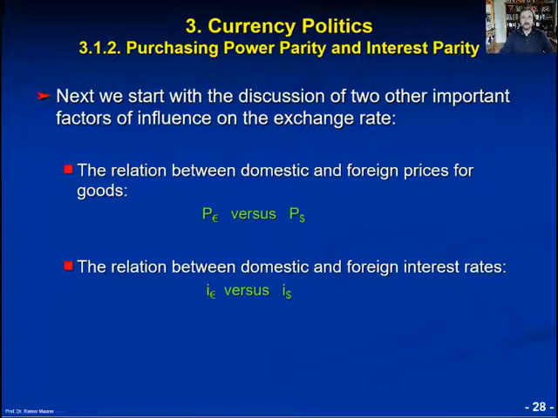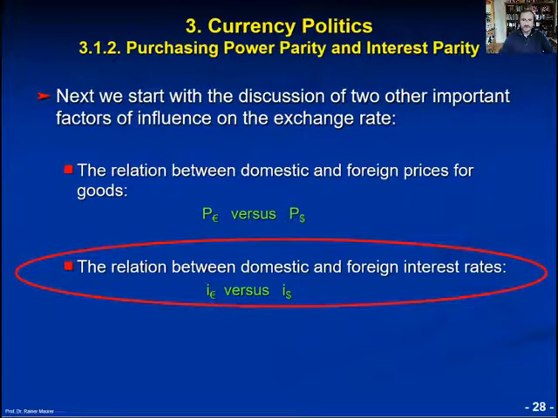Hello everybody. This is lesson 17 of the lecture International Economics. I will discuss slides 28 to 49 of chapter 3, Currency Politics. In this lesson I will talk about the influence of differences in interest rates on the exchange rate.